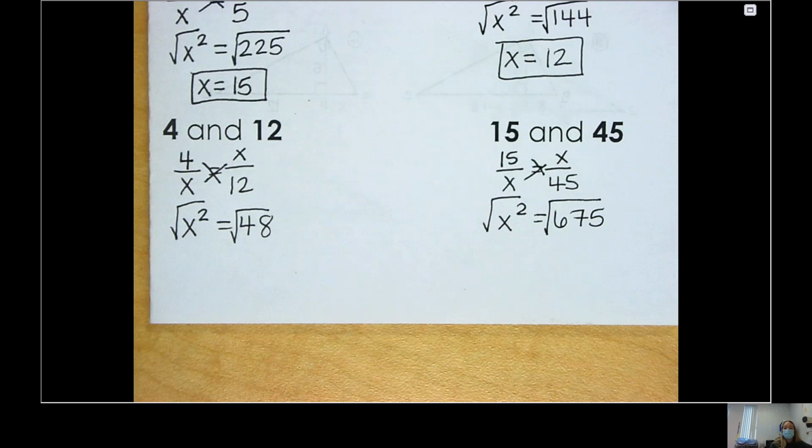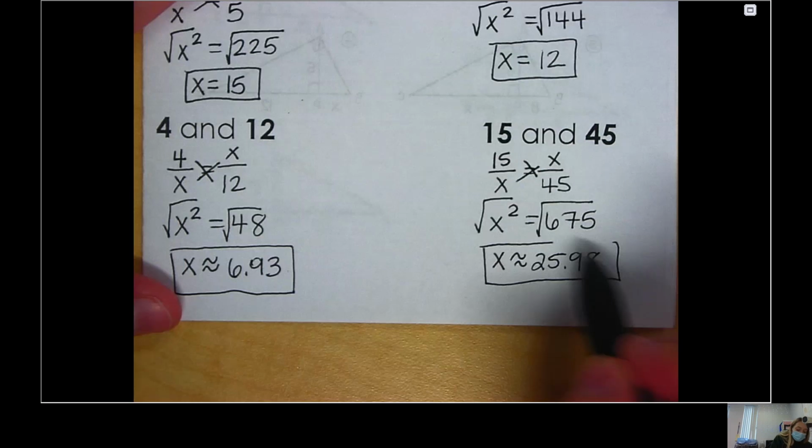And then what about on the right side with 15 and 45? What is the geometric mean of 15 and 45? Approximately. 25.98. Very good. So again, about 25.98. And if you put more decimals, less decimals, I don't really care. I didn't tell you what to round to. So just round to the best of your ability. Okay, not too bad, right?